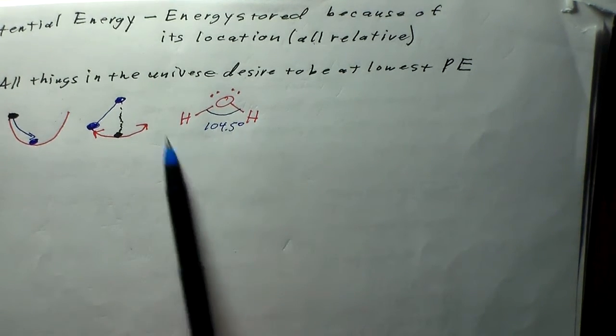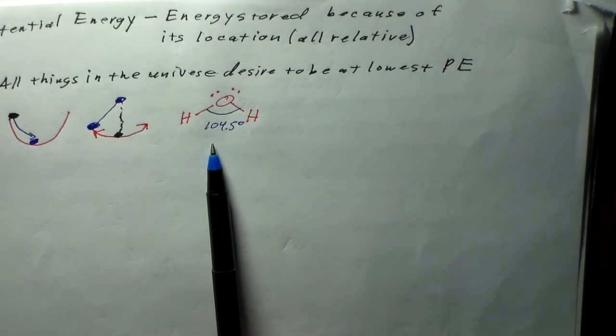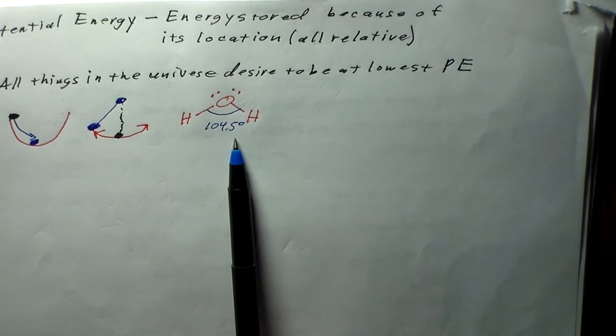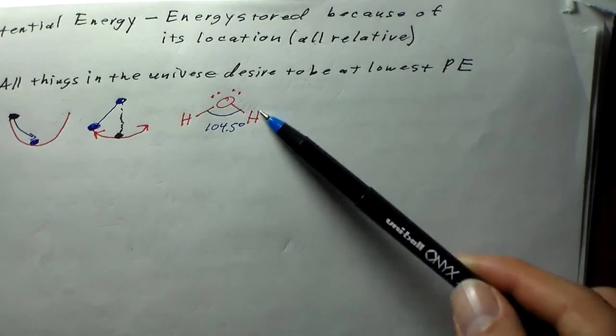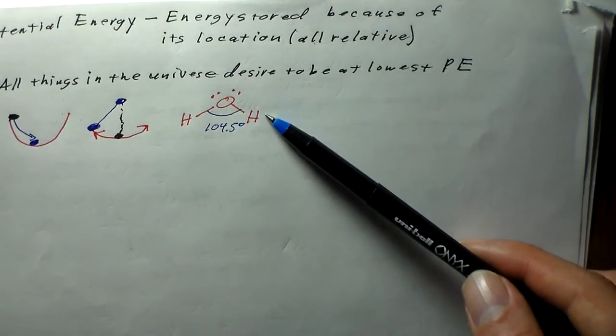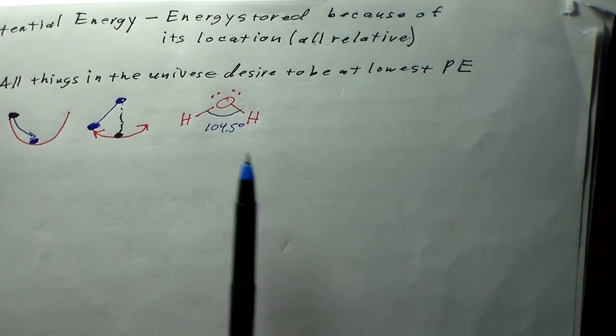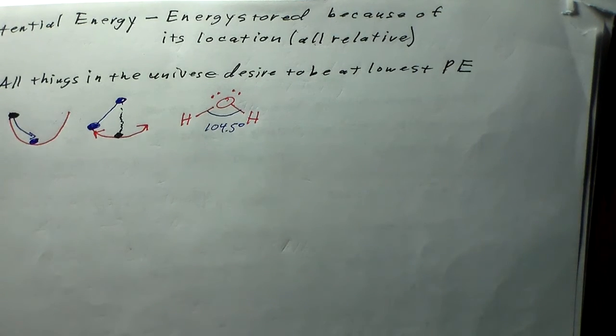And that's why this molecule has this particular bond angle, because that's where it's happy, where it has its lowest potential energy. If you add energy to the system and start it vibrating, you can have different bond angles here, but it's not going to be happy, and it's going to want to go to this lowest state of energy here.